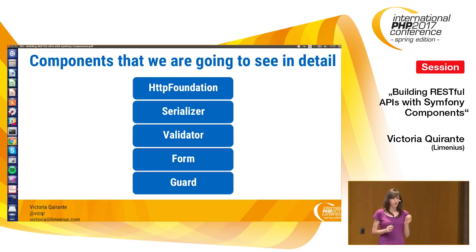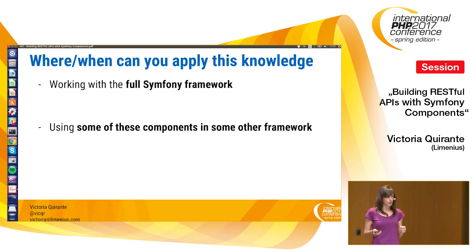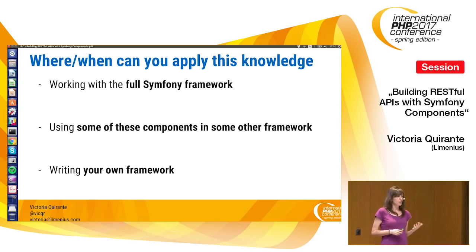In this talk, we are going to see in detail 5 components, these 5. HttpFoundation, Serializer, Validator, Form, and Guard. Why these 5? Because they are the 5 that are going to help you build your APIs. The knowledge that you are going to get from these components, you can apply it later when working with the whole framework, when working with these components in a different framework, or even when using them in your own code. You could even try to create your own small framework, if you want, using those components.